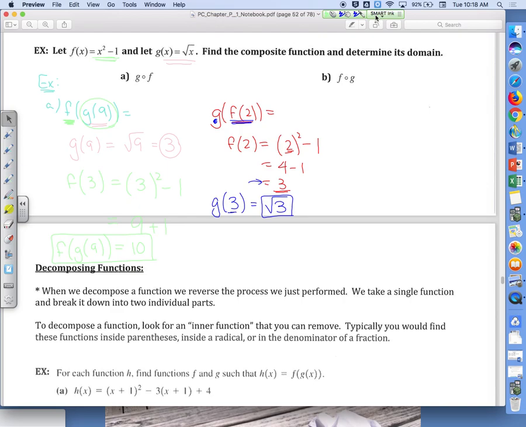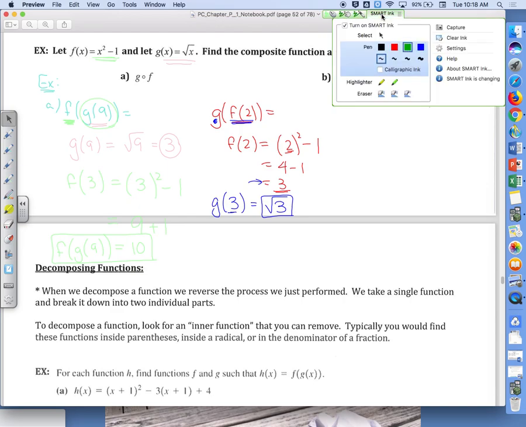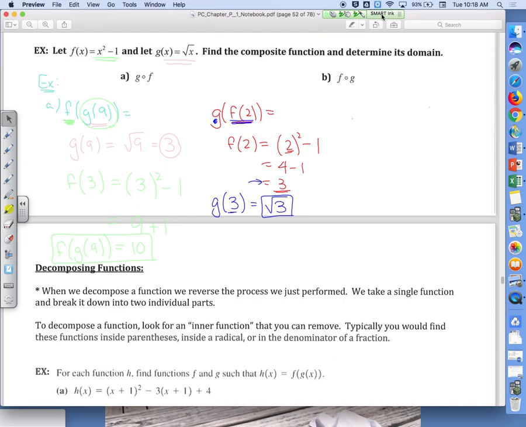Let's try 1 or 2 more if we have time here. Try to beat the bell. Let's do f of g of 0. Okay, so we start inside with the function g. We're going to plug in 0. So g of x is square root of x, square root of 0, which is 0.